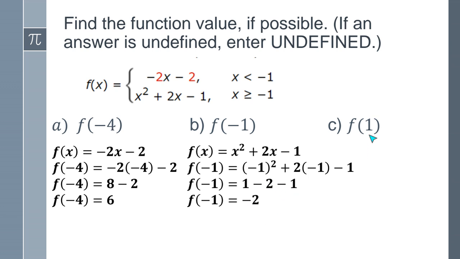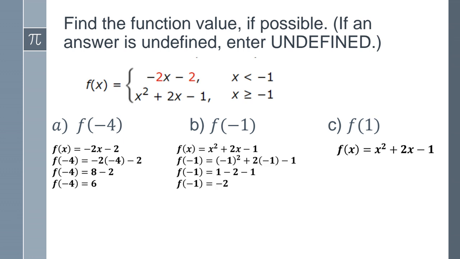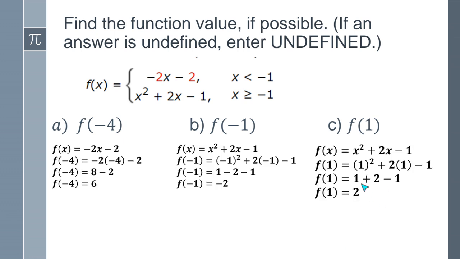And then the last one, f of 1, well, 1 is greater than or equal to -1, so we're going to use that same last equation. So anywhere I see an x, I'm going to replace it with a 1. So we get 1 squared is 1, 2 times 1 is 2, minus 1 is going to give us 2. 1 plus 2 is 3, minus 1, 2.